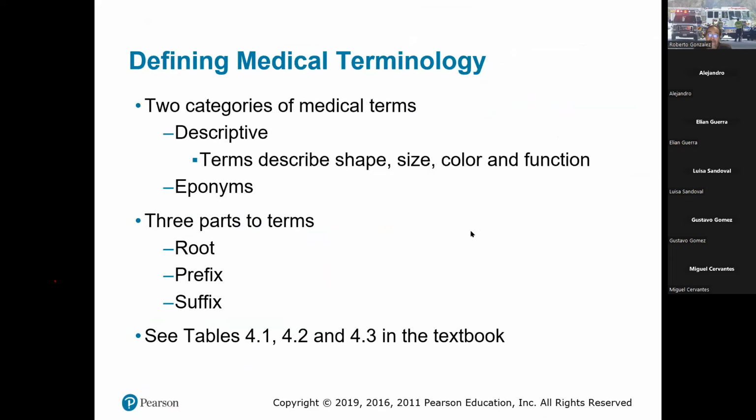So medical terminology, which is very important when it comes to medical. I'll go over the other histories when we get to them. But medical terminology is the language that all medical personnel talk.